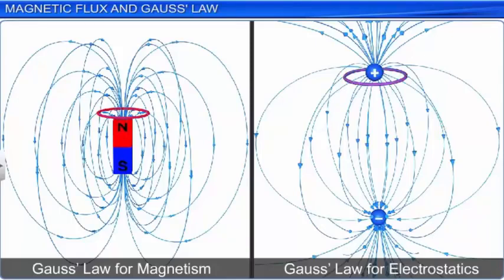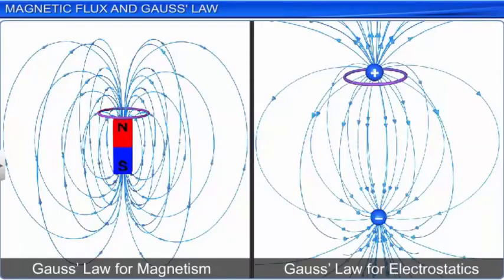In case of an electric dipole, the electric field lines begin on the positive charge and end on the negative charge. That is, the electric field lines are not closed loops. They are open curves. Here, the electric field lines go beyond the closed surface.